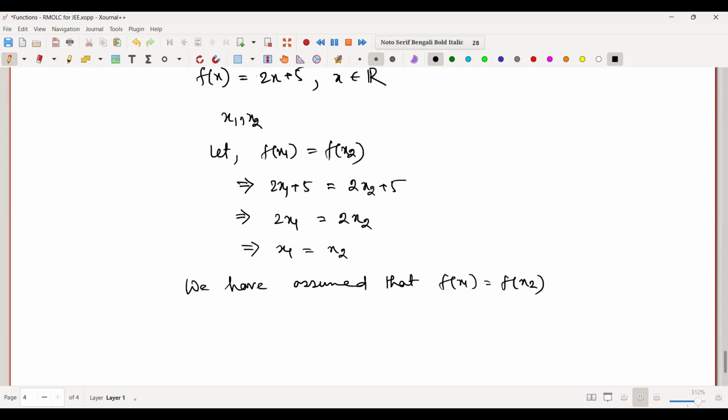And eventually we have proved that this implies that x1 equal to x2. That means whenever two elements are same, their images are also same. That means this implies f is one-one function.